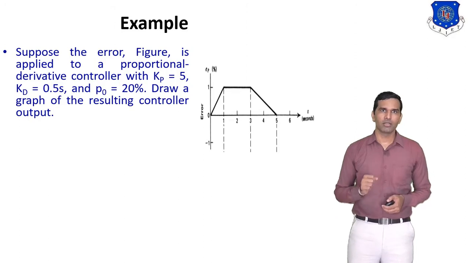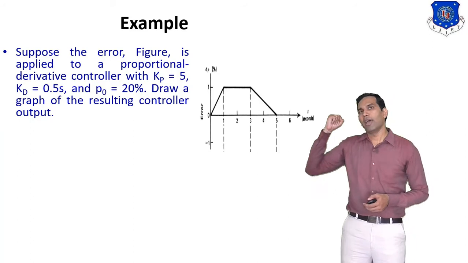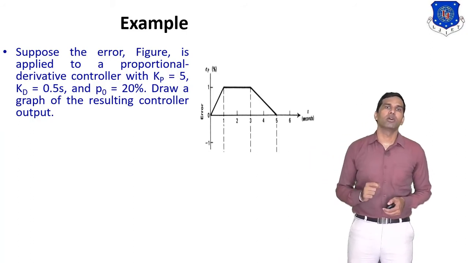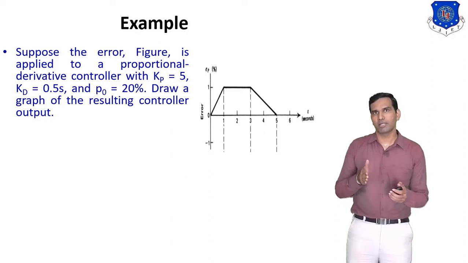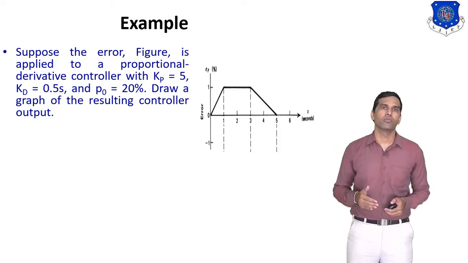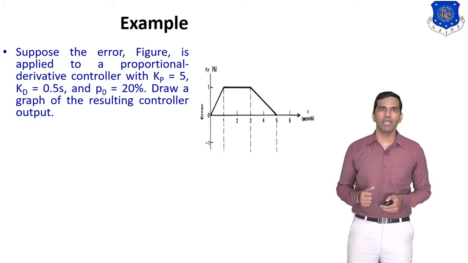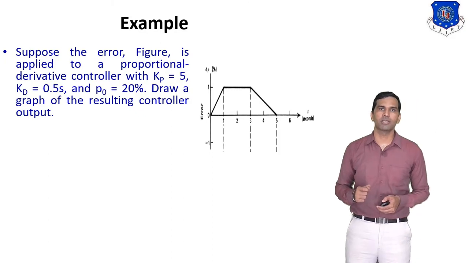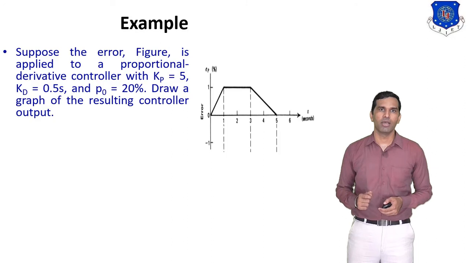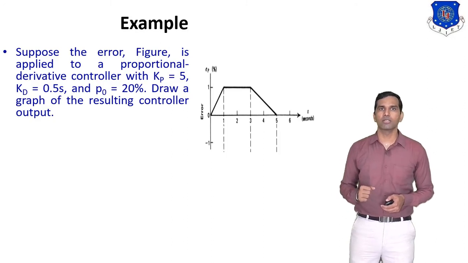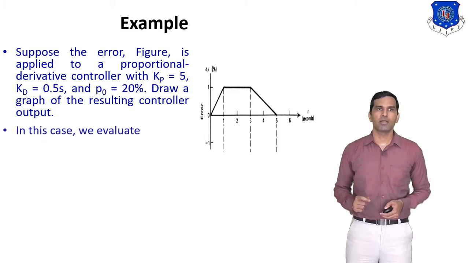Here the error graph is given, and we have to find the controller response graph, that means how the controller responds to the error. The values of Kp and Kd are given: Kp is equal to 5 and Kd is equal to 0.5, and the initial value of the controller output is 20%. Now we start the procedure.